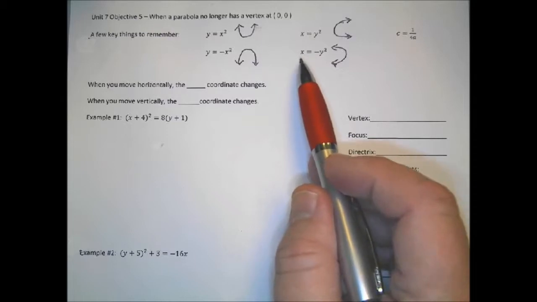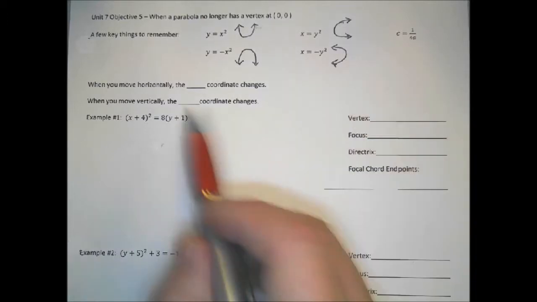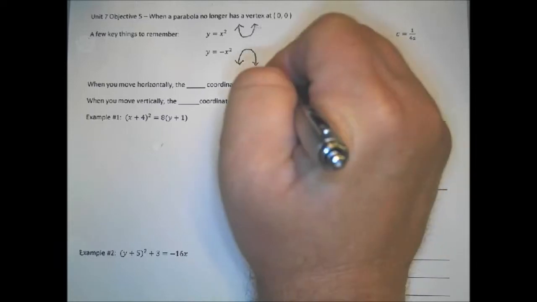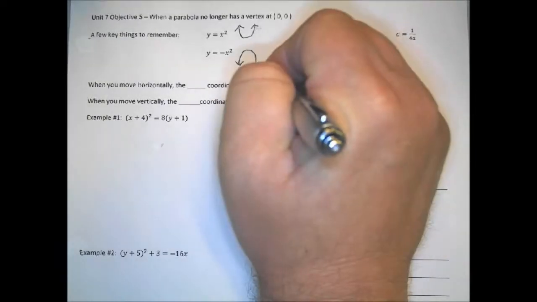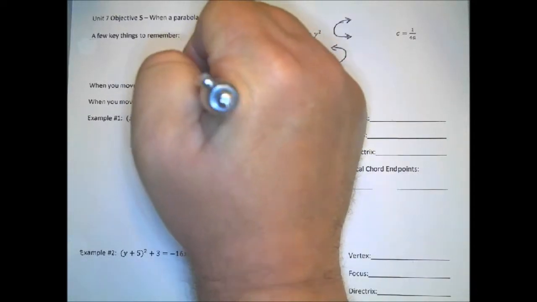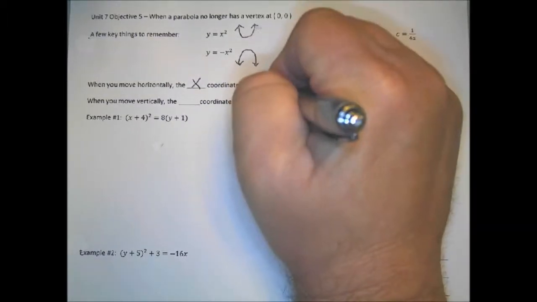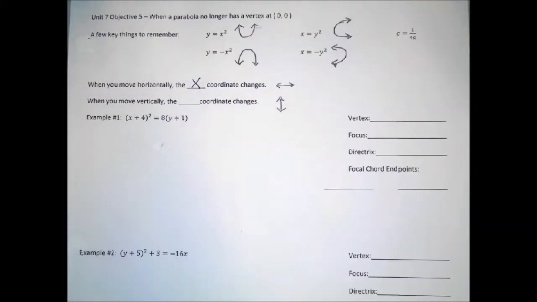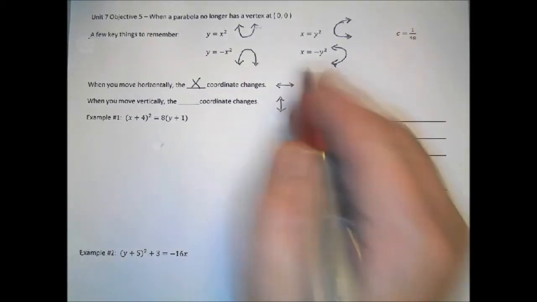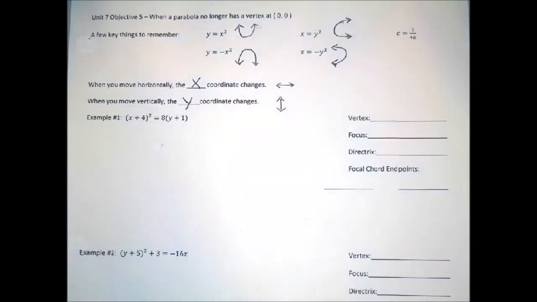And then the other very important concept is c equals 1 over 4a. Now, also, anytime you're moving horizontally on the graph, it's the x value that changes, the x coordinate, but the y stays the same. When you move vertically, it's the exact opposite. It's the y value, the y coordinate that changes value, while the x coordinate stays constant.